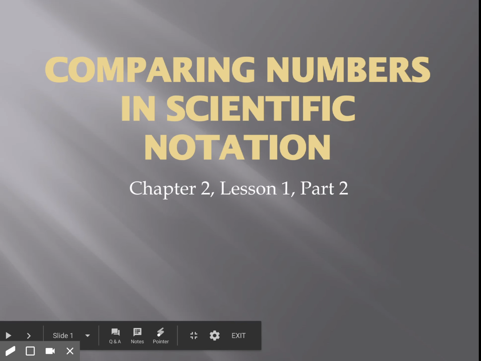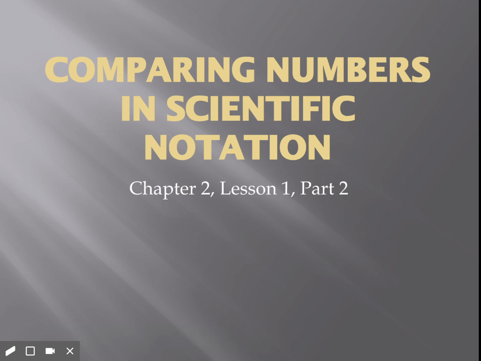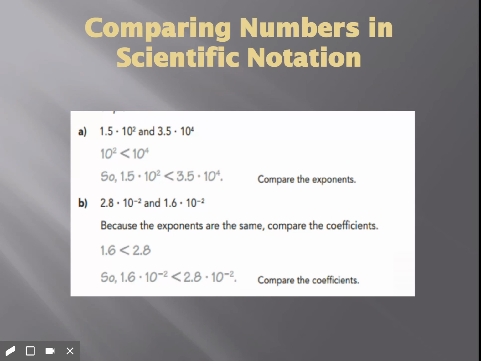Comparing numbers in scientific notation, Chapter 2, Lesson 1, Part 2. So to compare numbers in scientific notation, there are two things we can do. First, you're going to compare the exponents. Whichever number has the larger exponent is going to be greater.